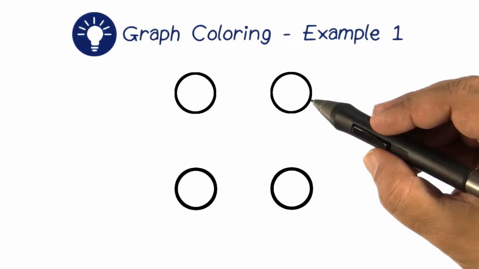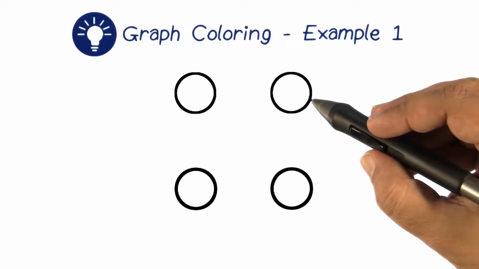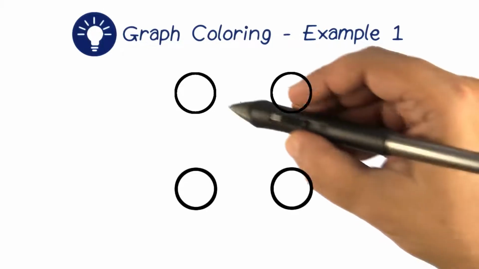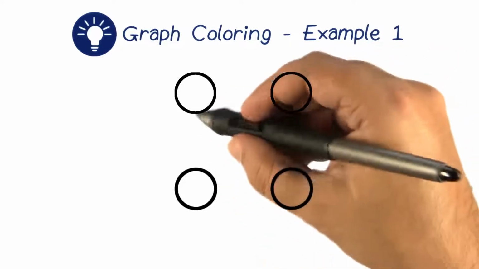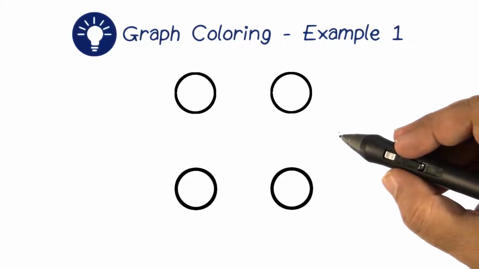So what we have here is an interference graph having 4 nodes in it, but none of them are interfering with each other, since there are no edges present in this particular graph. So the question is, how many colors are necessary for coloring it?